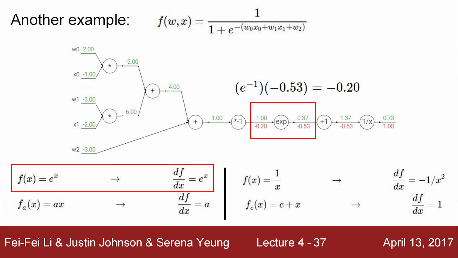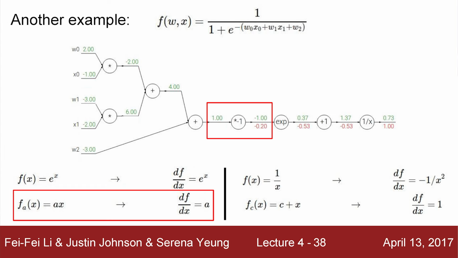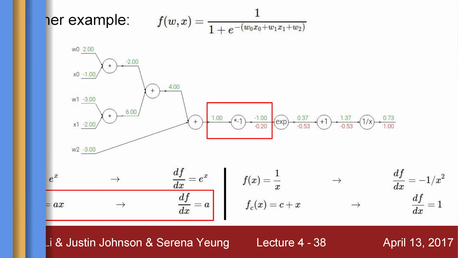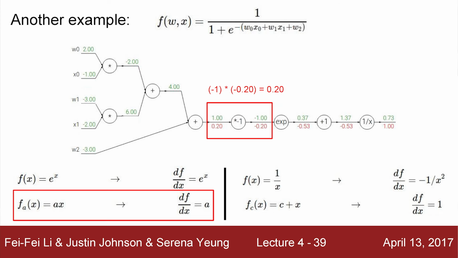That's our new red value. So e to the -1 times -0.53, right? We get -0.2. Same there. We're going to take -0.2, multiply it by -1, right? Because the derivative of this is a -1 operator, and we get 0.2. So when you have a negative sign in TensorFlow, immediately in gradient world, you flip the gradient as well, right? That's just how the chain rule works, right, in this process.